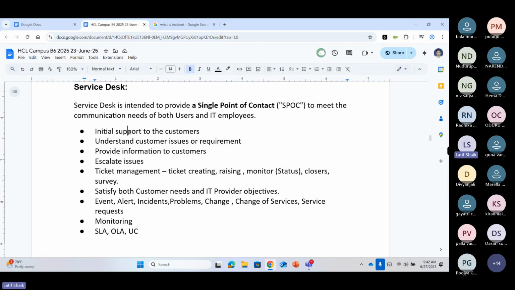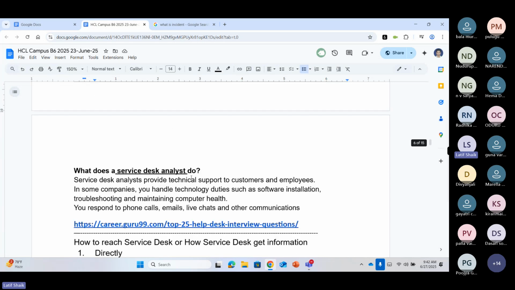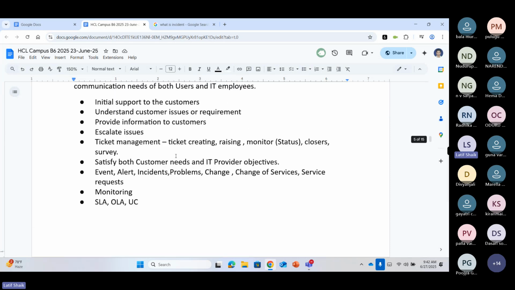These are the points. It's not like what the service desk does. These are the points. So about a service desk, these are the things we should understand at the service desk level.